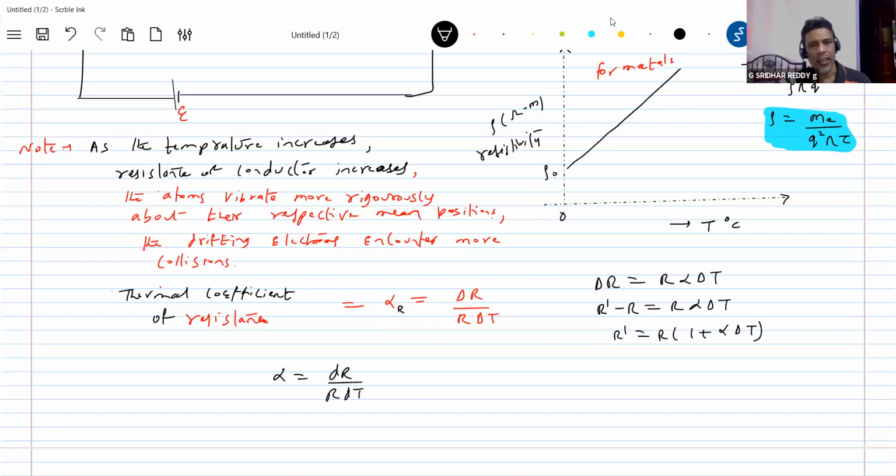So how do we define this thermal quotient of resistance? It is defined as the ratio of change in resistance per unit change in temperature per unit resistance. dR is the change in resistance per unit rise in temperature per resistance. So like this, we define thermal quotient of resistance, similar to thermal quotient of linear expansion. When to use this formula, when to use that formula.